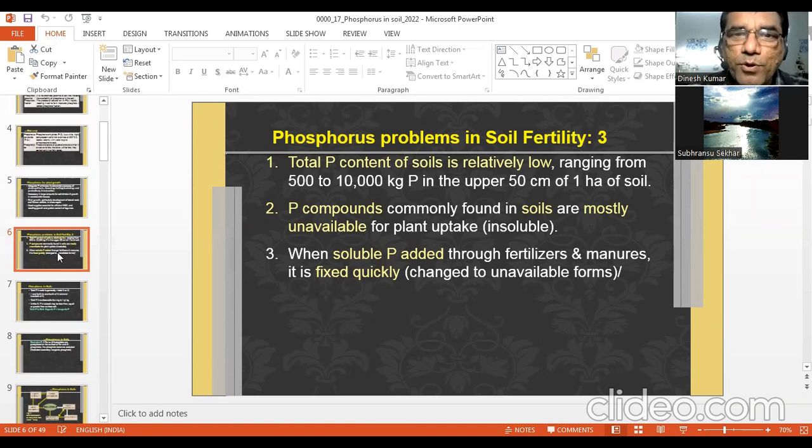So there are three problems of phosphorus related to soil fertility. One is relatively low content in soil. Number two, most of the compounds in soil have phosphorus in unavailable or insoluble form. And thirdly, when you supply it through fertilizer or manures, it is quickly converted to unavailable or insoluble forms. So these are the three important problems related to phosphorus fertility.